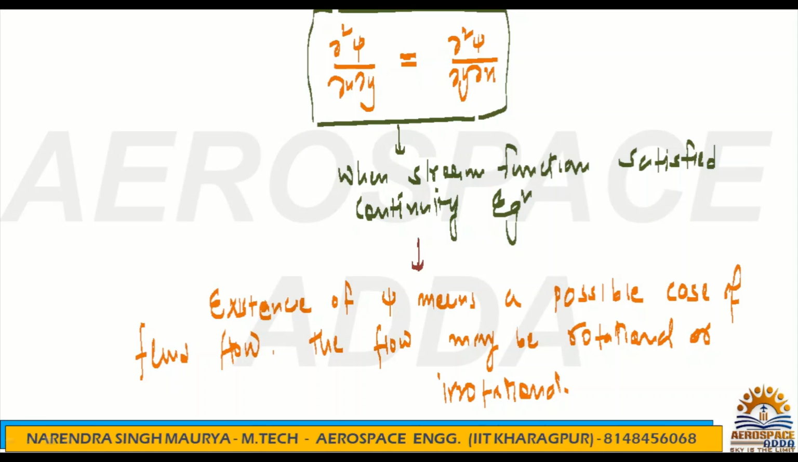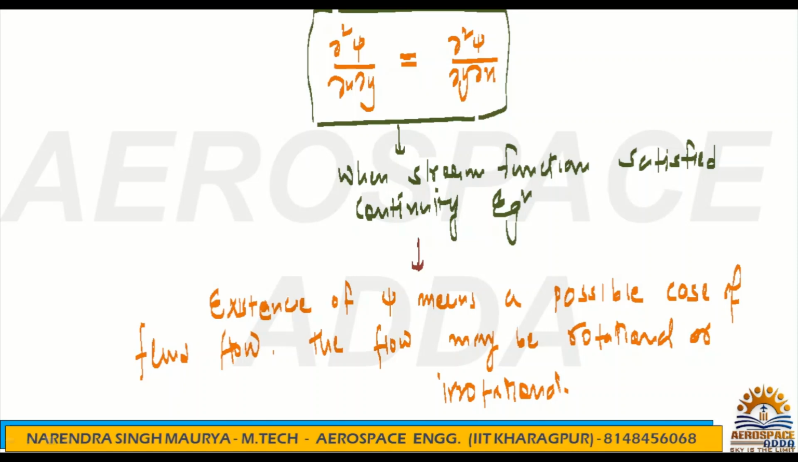Continuity means what? The possible case of flow. If it becomes discontinuous, then there is no possible case of flow, because that flow is discontinuous. If somebody asks you what is the source of the continuity equation, it's mass conservation. The outcome of mass conservation is the continuity equation. So if the continuity equation is satisfied, it means that flow is continuous. That flow is a possible flow.